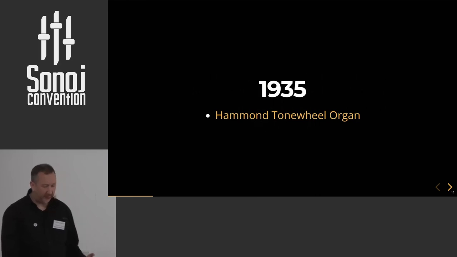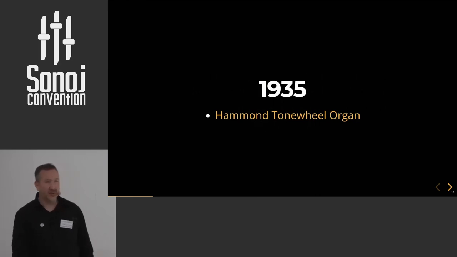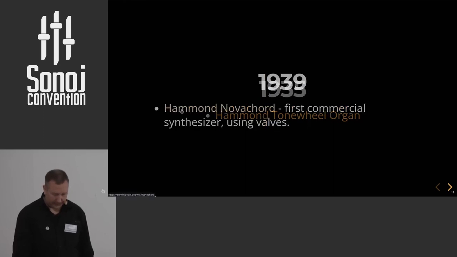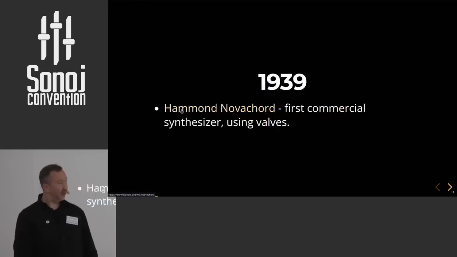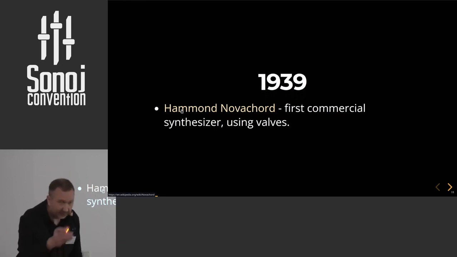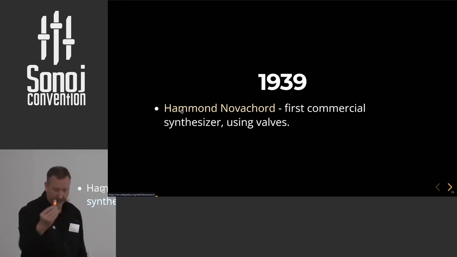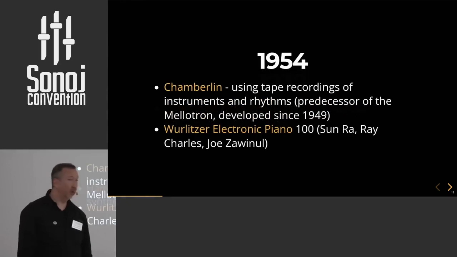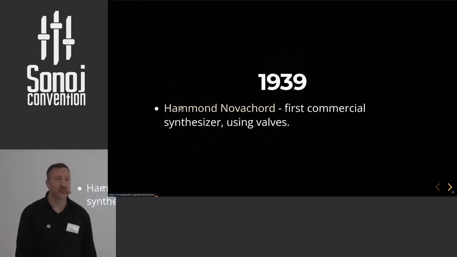So we have the Hammond organ. Everybody knows the Hammond organ. Think blues, think John Lord, and gospel music. But Hammond also made a synthesizer, and it was made with valves, these glowing things, lots of these glowing things, which probably explains why it wasn't built anymore after the war. But you can hear it in a lot of old movies for sound effects.